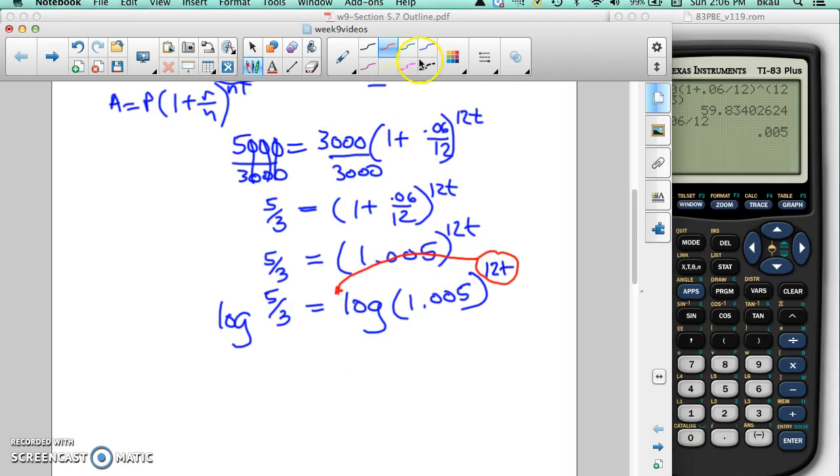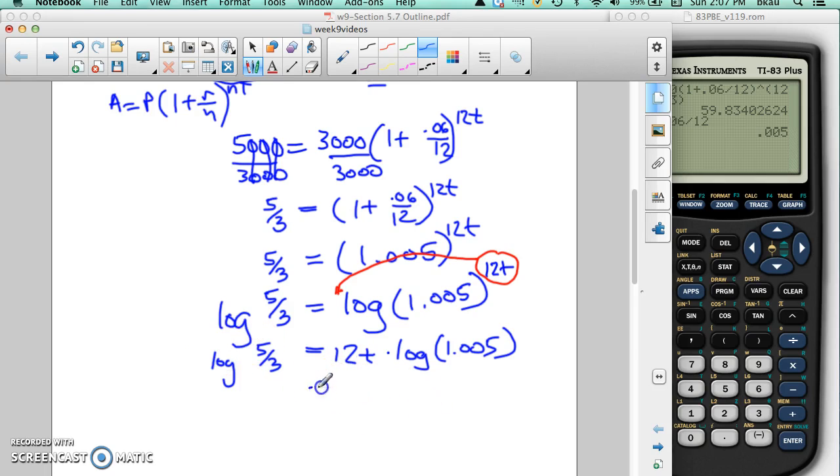So now we're going to end up with 12t times the log of 1.005 equals the log of 5/3. Now we could write out the log of 5/3 and expand that out, but we're just looking for a number here. So I'm going to leave this as is, and we're just going to apply that in our calculator.